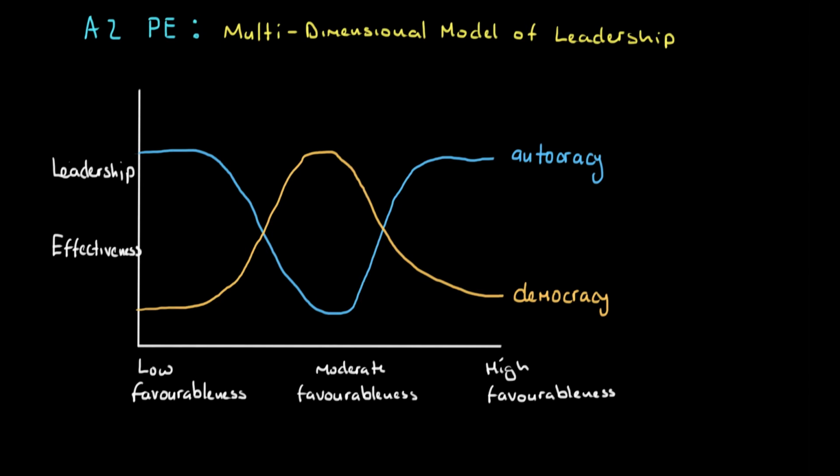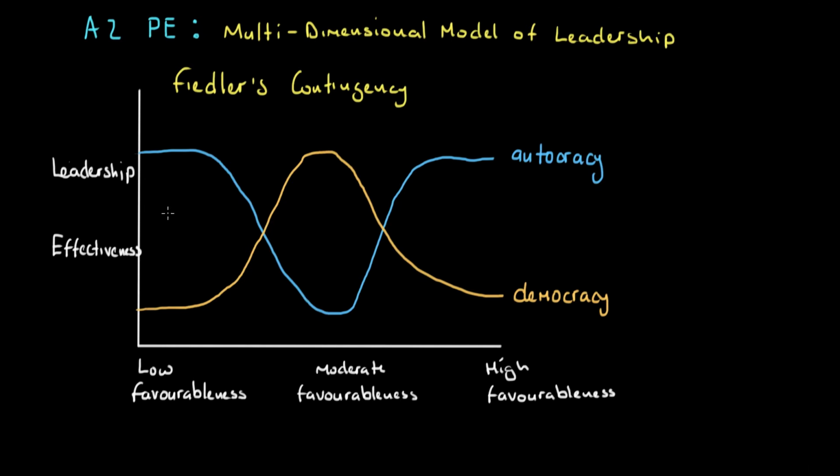What you see on the screen here is actually Fiedler's contingency model of leadership. Now, I don't think you're going to be asked to graph this out in your exam, but it exemplifies something you might be asked. If I spelled Fiedler right, that would help. Fiedler's contingency model. I do think you might be asked about the notion of favorableness and the relationship between whether autocracy and democracy is more successful.